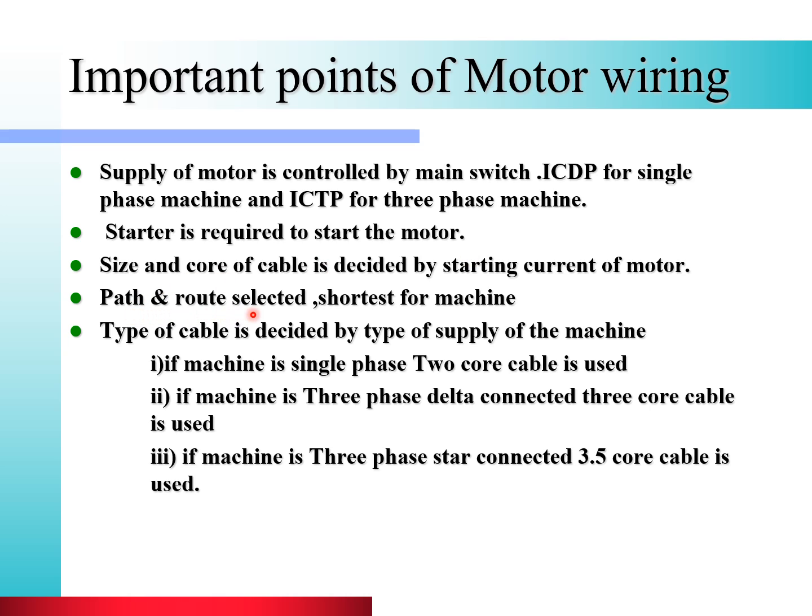Next, the path and route selected should be shortest for the machine so that the cable requirement is less. The type of cable is decided by the type of supply of the machine. If the machine is single phase, a two core cable is used. If the machine is three phase delta connected, a three core cable is used. If the machine is three phase star connected, a 3.5 core cable is used.